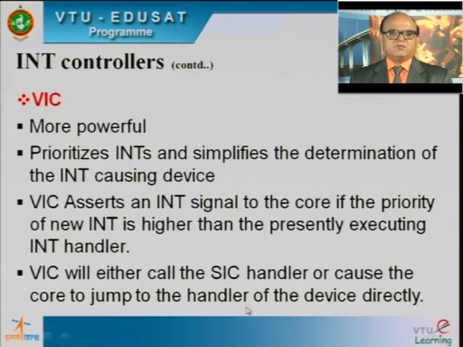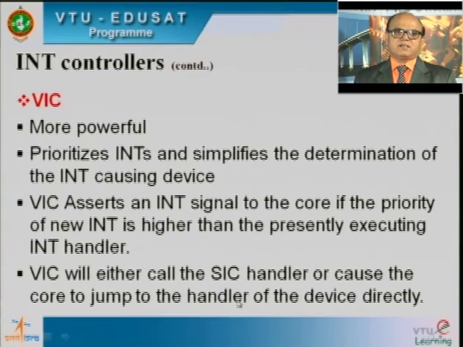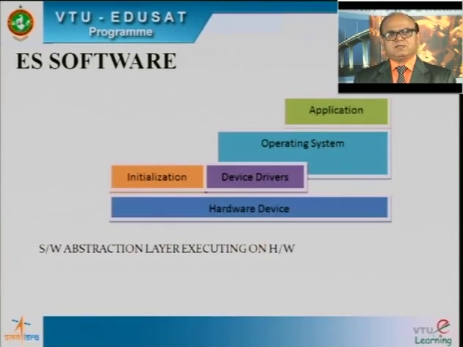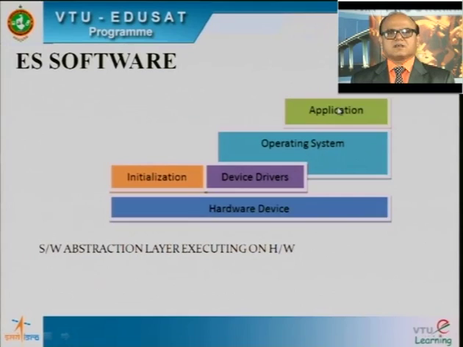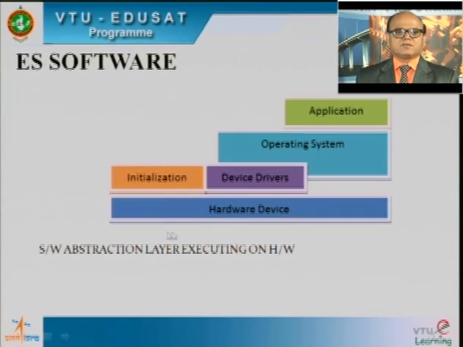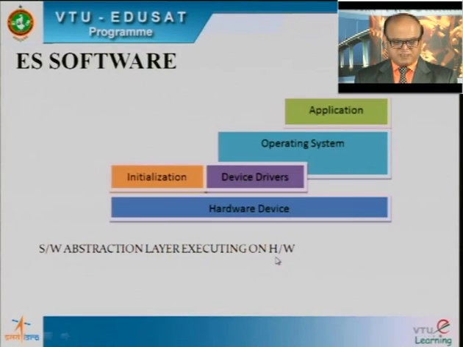With this we have just discussed the embedded system hardware. Now coming to the embedded system software, the ARM embedded system has a layered software architecture as indicated here. We have the hardware device, on which we have a layer with the initialization code, the device drivers, the operating system, and the outermost layer is the application. This is how the software abstraction layers execute on the ARM hardware. Each layer is used to abstract the details of the hardware as well as the details of the underlying software layer.